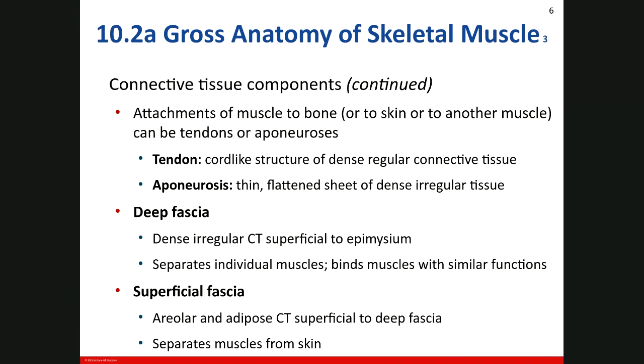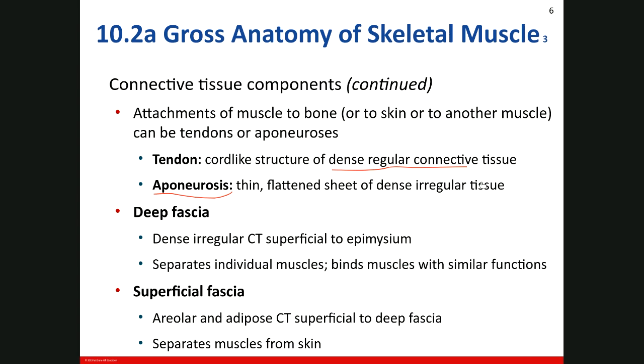And as I told you, the tendon is a cord-like structure of dense regular connective tissue. Pay attention, our tendon is dense regular connective tissue, but the endomysium, epimysium, and perimysium are dense irregular connective tissue. The tendon is a cord-like structure, and we have another structure which is very similar to the tendon, but the name is different. We call it aponeurosis, and I talked about aponeurosis in the first chapter for you. The aponeurosis is a thin, flat sheet of dense irregular connective tissue.